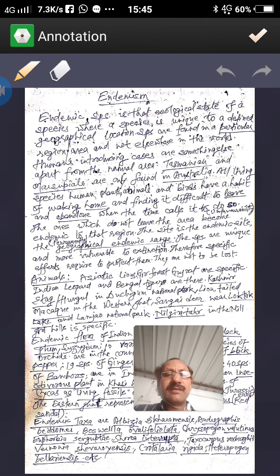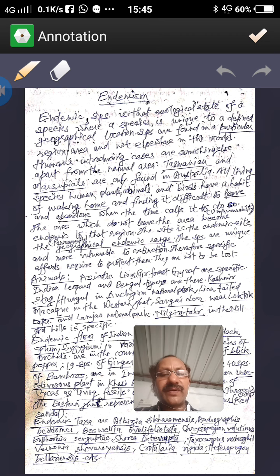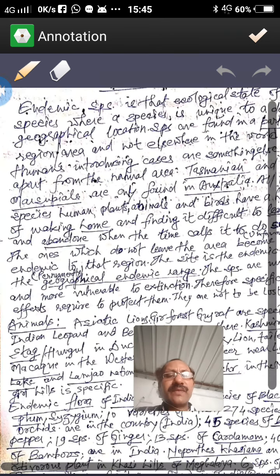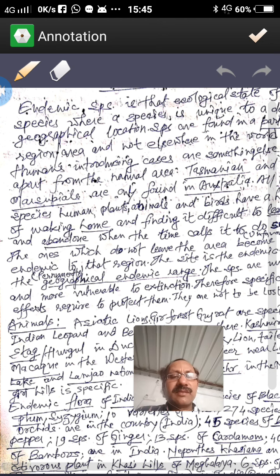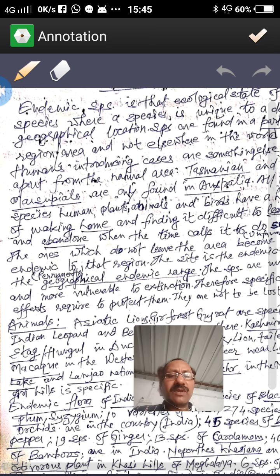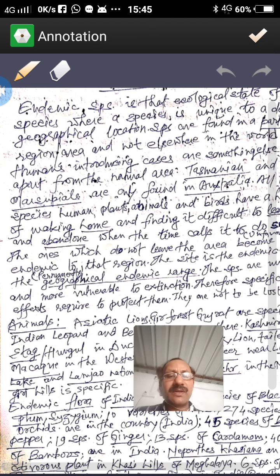Here we are starting Endemism, the chapter of BSc 4th Semester. Endemic species are those species which are confined to a particular geographical area, and this geographical area is characterized by a particular location. The endemic species are confined and restricted to that geographical area.